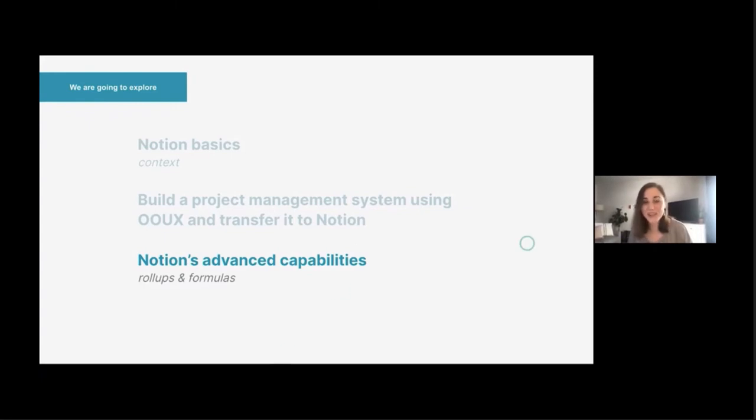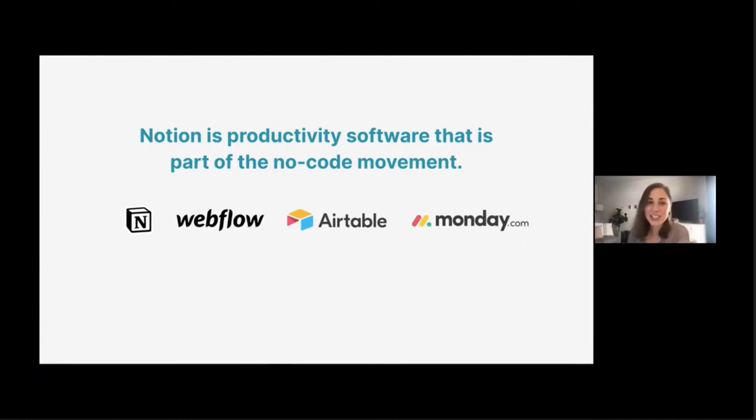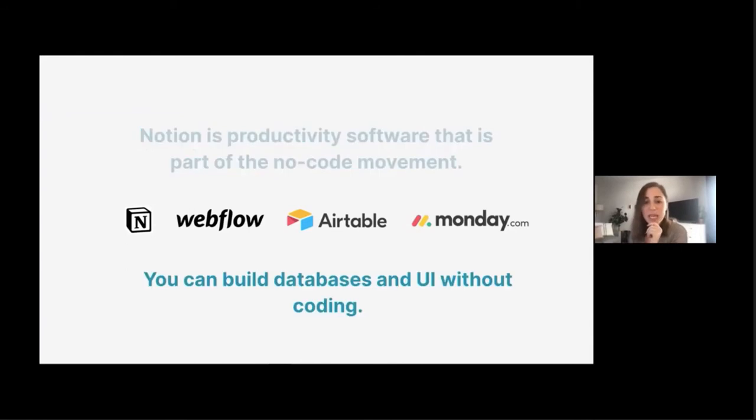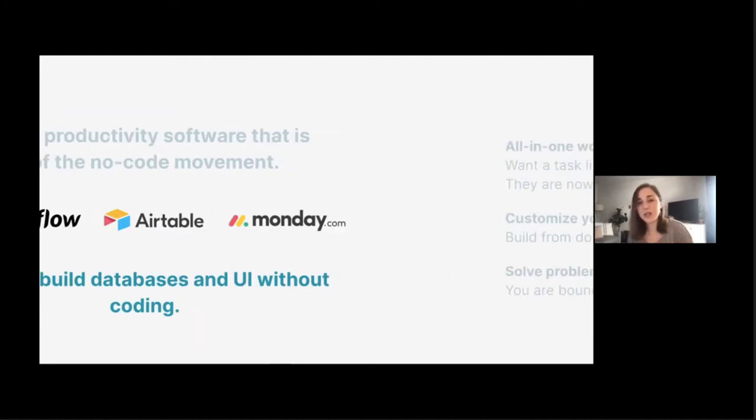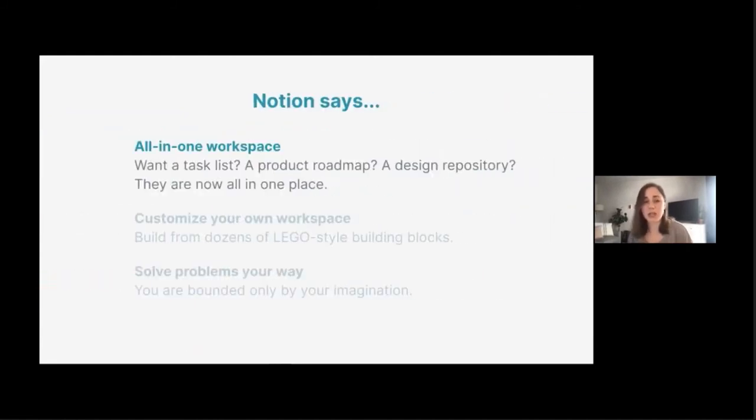All right. So Notion is a productivity software that's part of the no-code movement. It's similar to some of these other software, if you're familiar with them. Essentially, you can build databases in a UI without coding. And Notion says they're an all-in-one workspace. So if you want a task list, a product roadmap, a design repository, you can do all of that in one place. And that's really what I found. I can do so much in Notion, without using all these different applications.